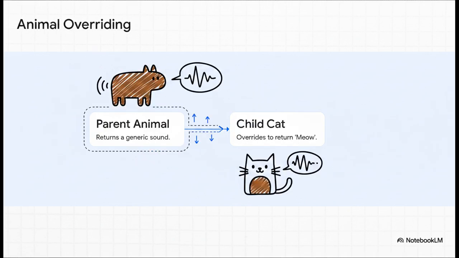Now let's look at an overriding example using our animal concept. We have a parent animal class, and its method simply returns the string making sound. Then we create a child class called cat that inherits from animal. But our cat class doesn't want to just make some generic sound, so it overrides that method using the exact same name and the exact same parameters and forces it to return meow instead. The generic behavior we inherited was completely replaced with something highly specific to the child class.